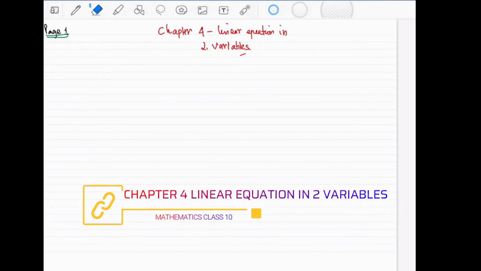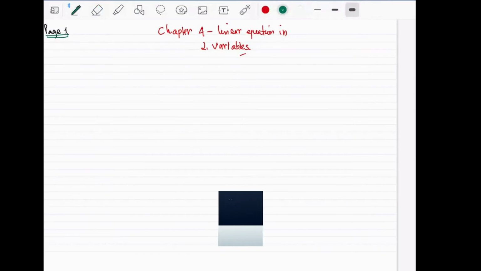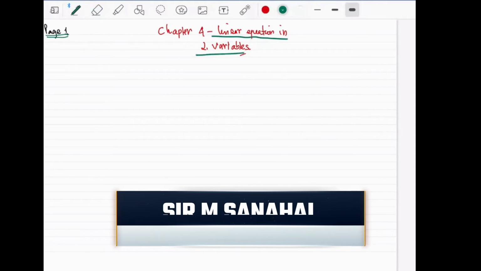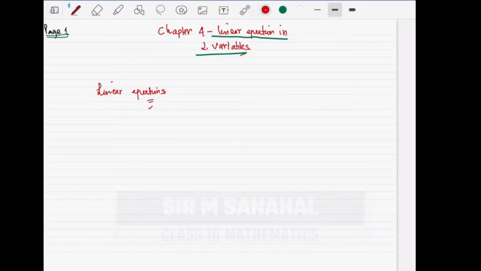Today we are taking up another chapter, chapter number 4. Chapter number 4 is linear equations in two variables. You have already learned about linear equations. What is a linear equation? An equation in which the variable's highest power is 1. So, we call them linear equations, right?